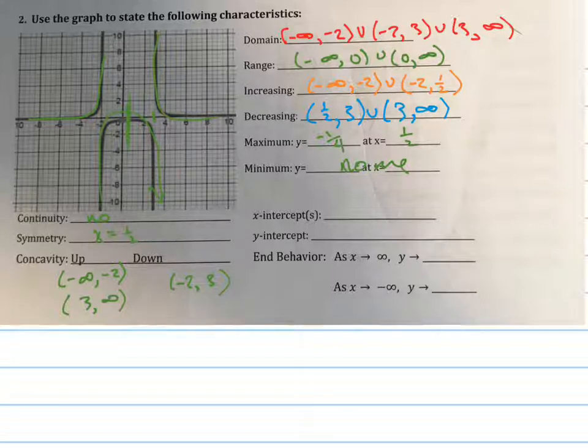X-intercepts, there are none. Y-intercept, we're not really sure, but we're going to take a guess, maybe -1/2. Again, we don't know exactly because the y-intercept is somewhere right here. We just don't know what it is exactly, because we're not given an equation, so estimating is probably fine. And end behavior, both to the right and to the left, y is going to 0. And that, by the way, is the definition of a horizontal asymptote. The end behavior is to a value, not infinity. That's what a horizontal asymptote would look like.